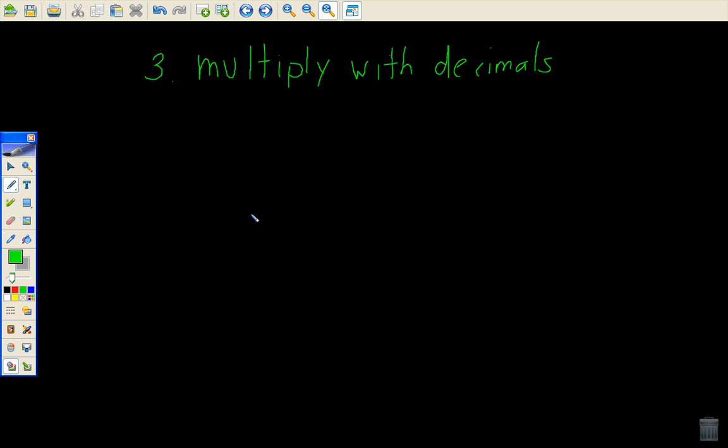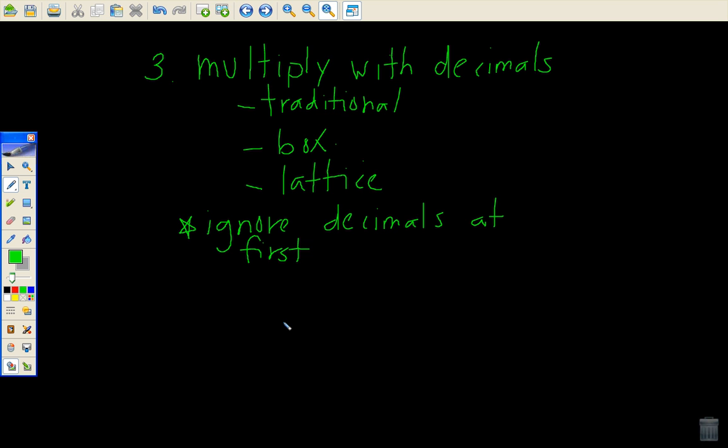Because we're going to forget about the decimals when we're doing multiplication, you can use any method. You can still do traditional, you can still do your box, and you can still do the lattice. The reason you can use all three of those is because we're going to ignore the decimals at first. You would multiply the problem in the same way as you would normally, ignoring the decimals. And I'm going to use the traditional method.